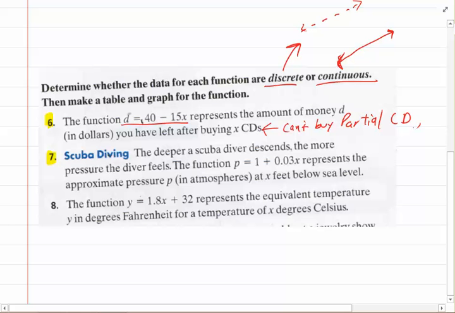The deeper a scuba diver descends, the more pressure the diver feels. The function P equals 1 plus 0.0x represents the approximate pressure P in atmospheres at x feet below sea level. Now, this is going to be an example of continuous. Okay. This is discrete up here. Because a scuba diver goes down, not necessarily in whole feet, but you can also go down like 2 feet and 6 inches or 3 feet and 4 inches. So this is an example of a continuous graph if you were to graph it. Okay, and number 6 was an example of discrete, where you can only have whole numbers.